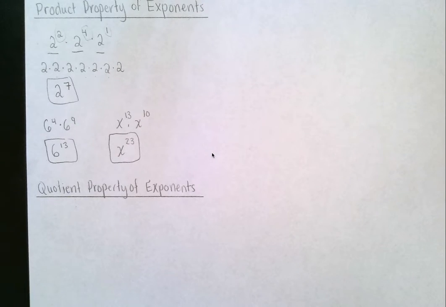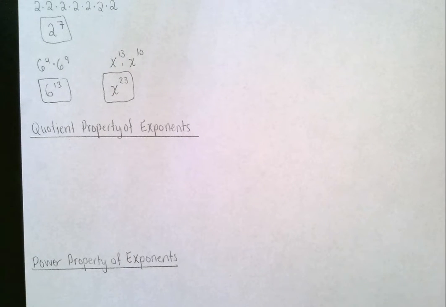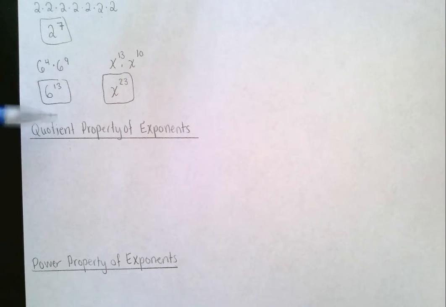The quotient property of exponents is sort of similar. It's sort of the same thing. So the quotient property, instead of product, we're working with quotients, and quotient means division.